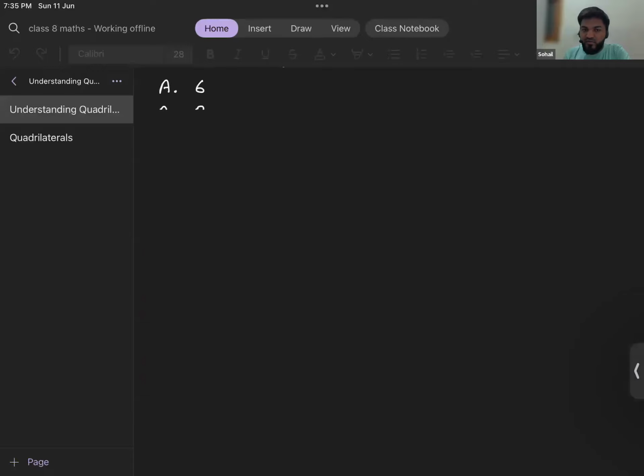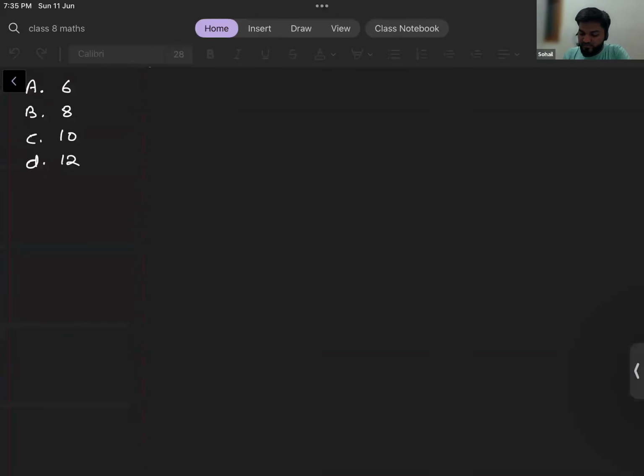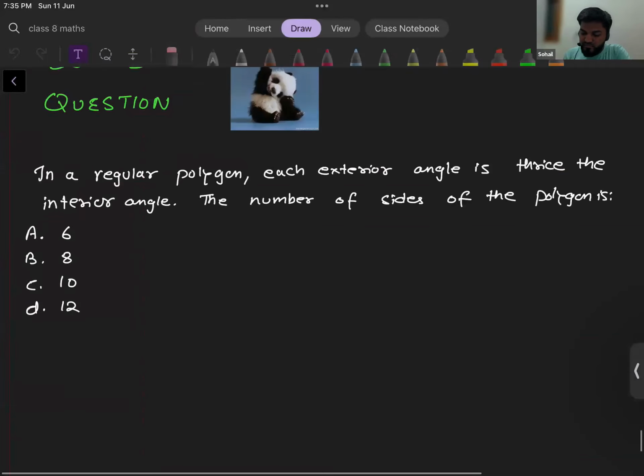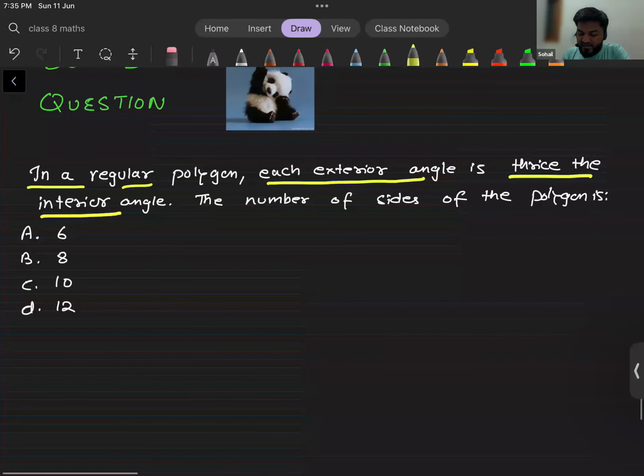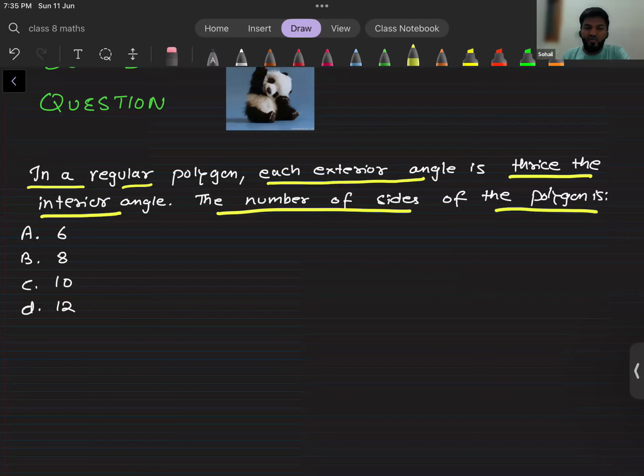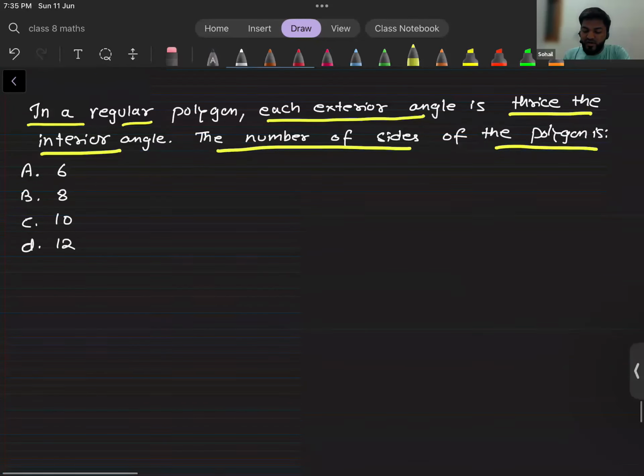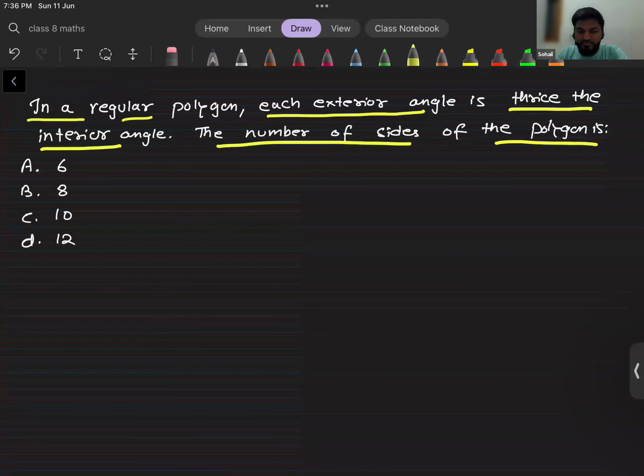Were you guys able to solve the question? No, sir. So the question was, in a regular polygon, each exterior angle is thrice the interior angle. The number of sides of the polygon is, okay. So you were required to find the number of sides of the polygon. Let's solve this question.